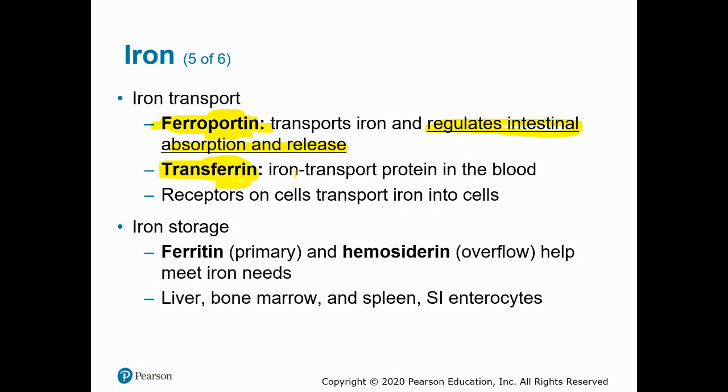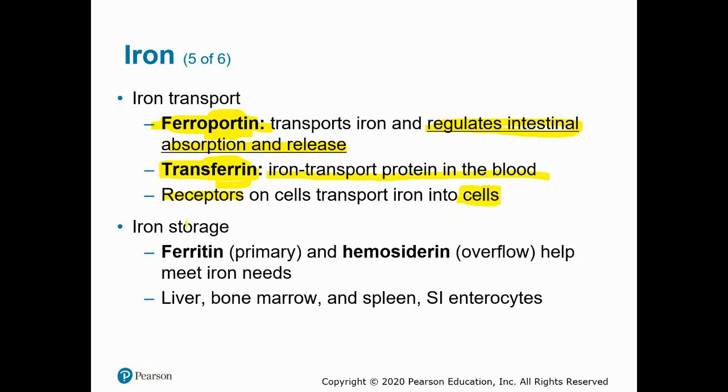Transferrin is like a true shuttle bus. So this is transporting iron in the blood. It's the transport protein for iron in the blood. And then we're further going to have some regulation at the site of the cells. Iron is going to need another receptor on the cell membrane in order to be absorbed into the cell. And then we also store iron. So again, this is all part of maintaining and regulating the homeostasis of iron. So we do store some.